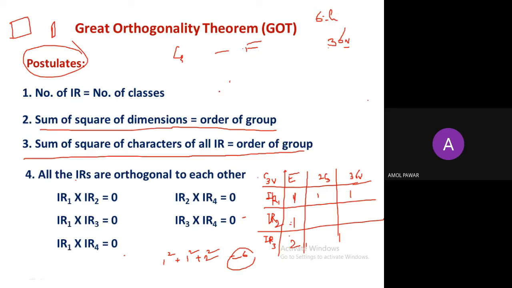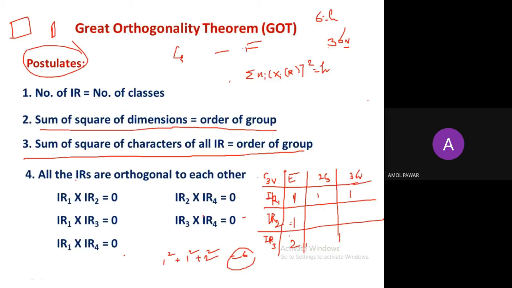So we can write this in this way: summation of a_i, the class coefficient, into the character of the i-th irreducible representation squared, is equal to the order. Now here the order is 6. We have to write the characters for irreducible representation 2.